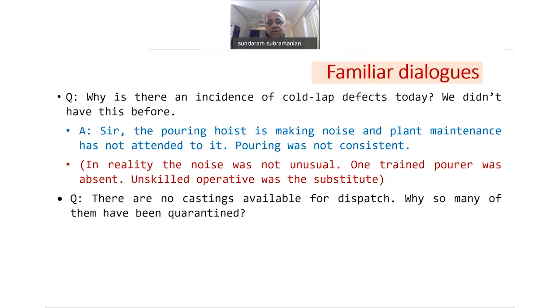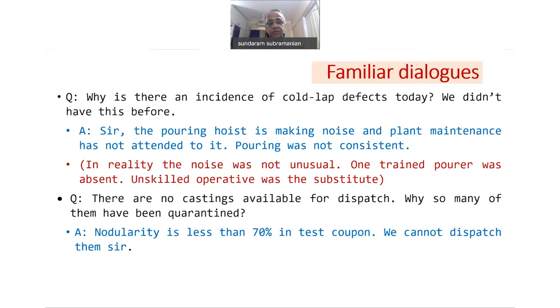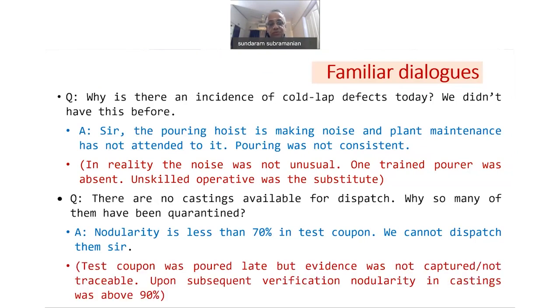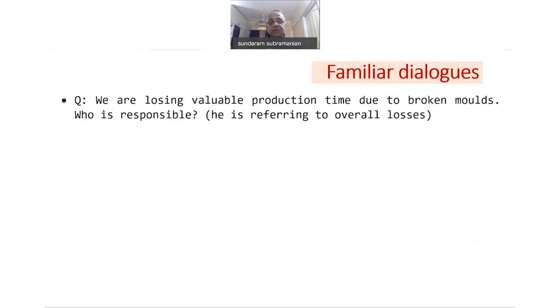There are no castings available for dispatch. Why have so many of them been quarantined? Nodularity is less than 70% in the test coupon, sir. We cannot know. But actually, the test coupon was poured late, and the evidence was not captured or traceable. Upon subsequent verification, it was above 90%. So we have lost a lot of time before castings could be dispatched. We are losing valuable production time.